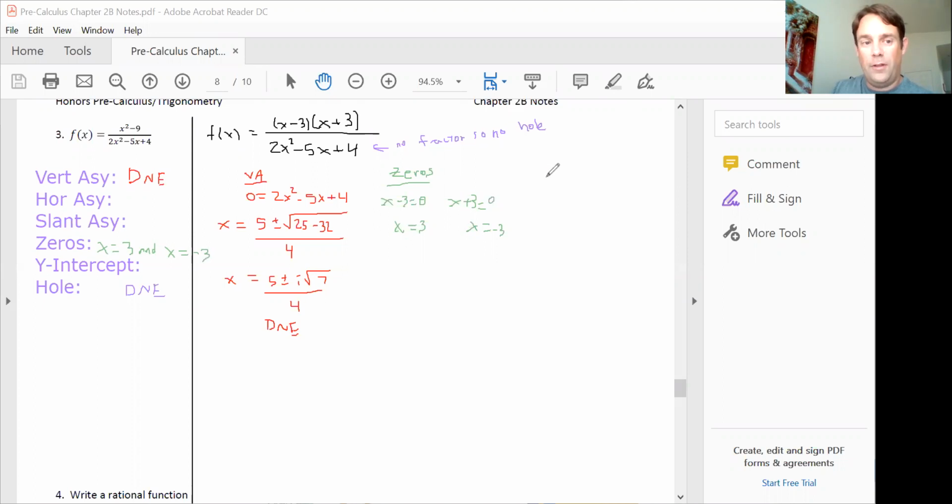Y-intercept, I can find that real quick. I'm going to plug 0 in. So I got 0 squared minus 9 over 2 times 0 squared minus 5 times 0 plus 4. So that means my y-intercept is (0, -9/4), or -2 1/4.